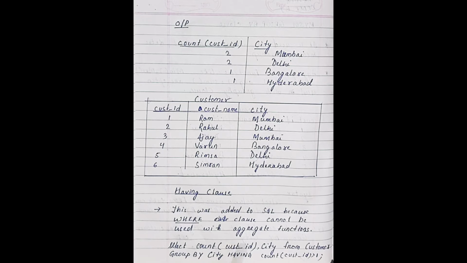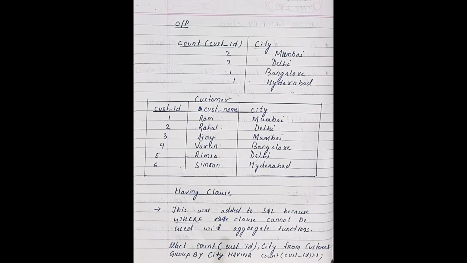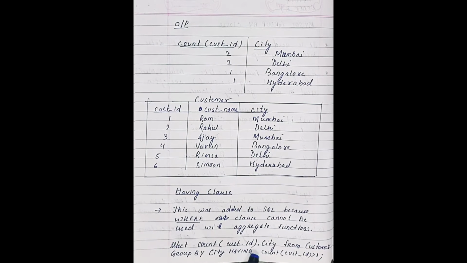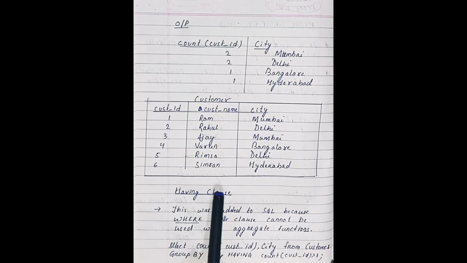Here I have to mention that when we are using any aggregate function, here the aggregate function is count, at that time we can't use the where clause. That's why the having clause was introduced. And one more thing about the having clause is that it is always used after the group by clause. I hope you are clear about the having clause.